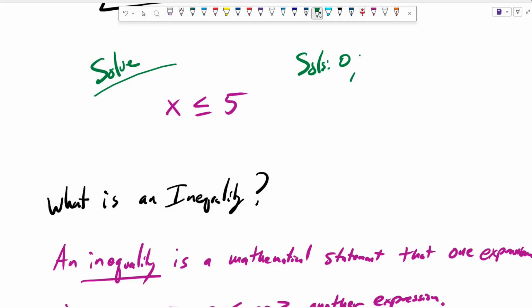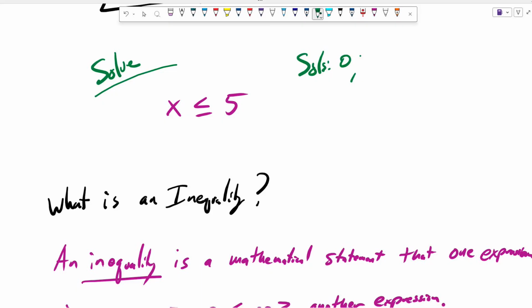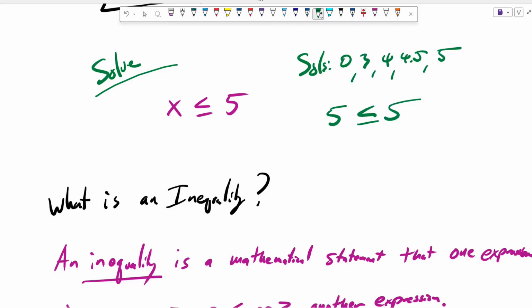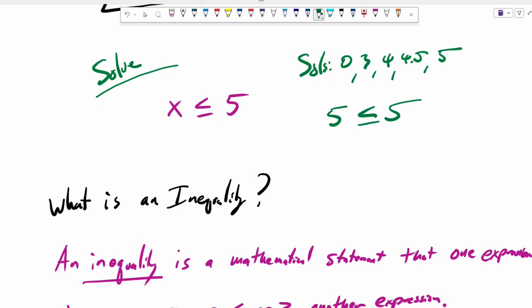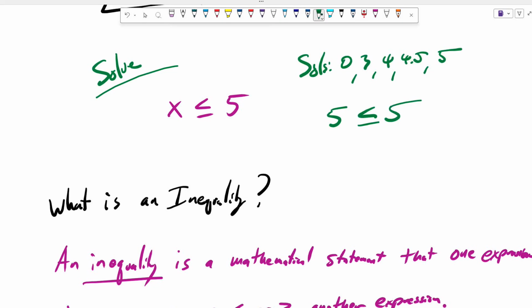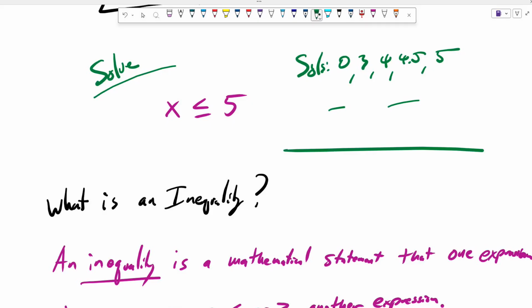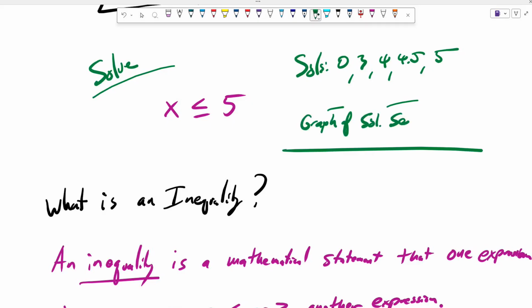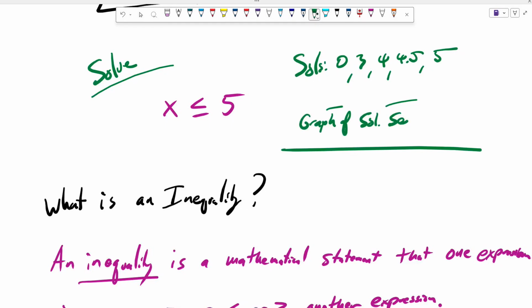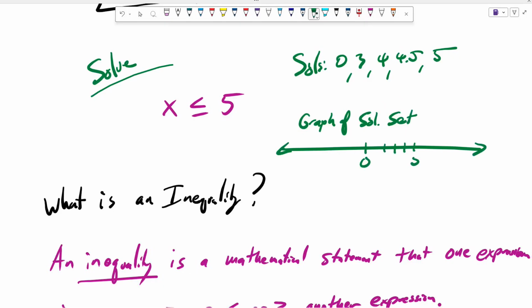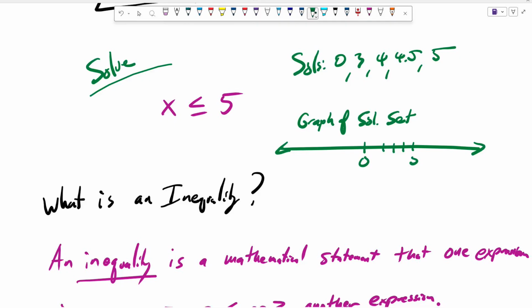Is 0 a solution? Yes. Is 3 a solution? Yes. Is 4 a solution? Yes. Is 4.5 a solution? Yes. Is 5 a solution? Yes. Why is 5 a solution? Because it's less than or equal to. When replaced for the variable, it makes the inequality true. Because of the or equal to, this is true. So it definitely has an infinite number of solutions.